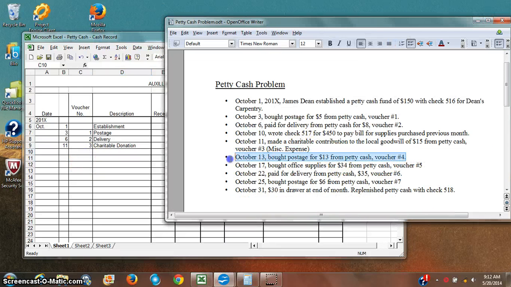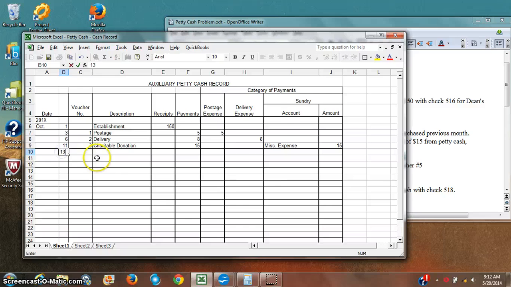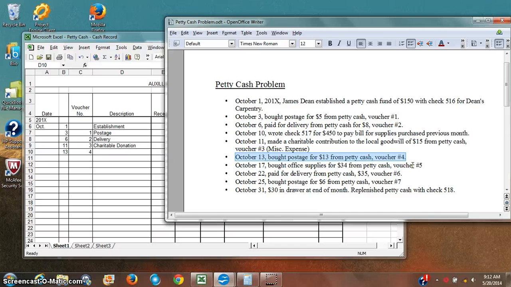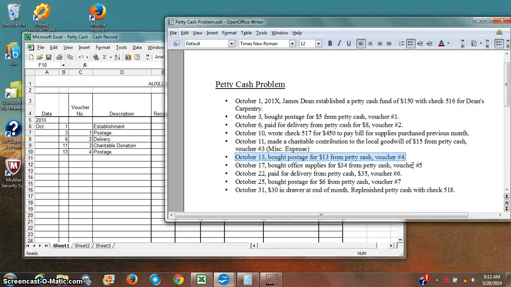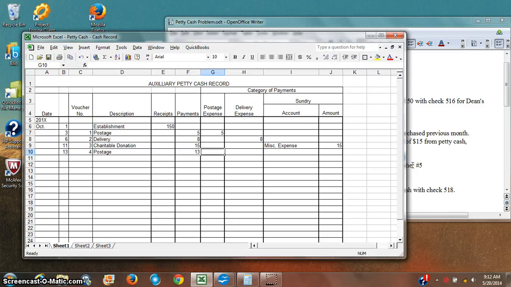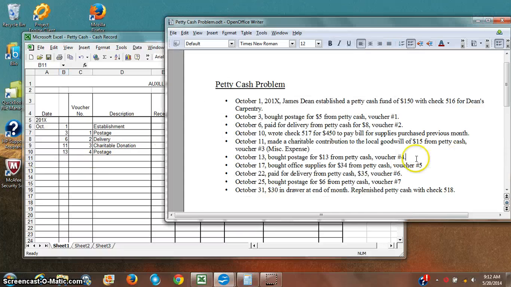All right, and now for the transaction on the 13th. Bought postage for $13. There's a voucher on that one, voucher number 4. And this is more postage. It's $13. Postage expense of $13 here. So now I've done these first few transactions. We'll do the rest of them in the next video.